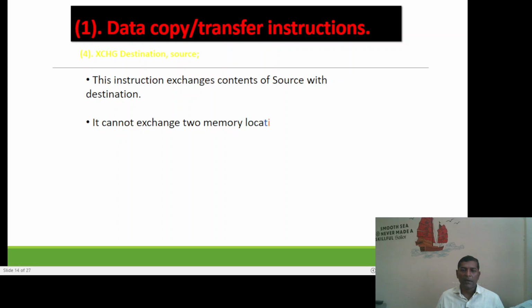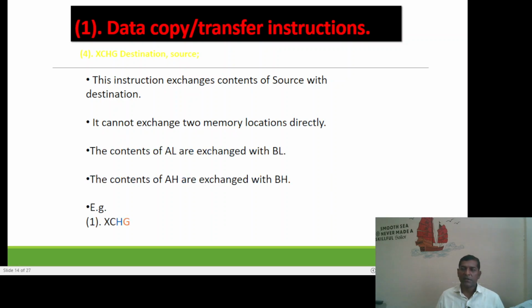This is the exchange instruction, XCHG destination, source. This instruction exchanges the contents of the source with the destination. So the contents can be exchanged from one register to another register, or from a memory location to a register. It cannot exchange two memory locations directly. This is a limitation of the XCHG instruction.